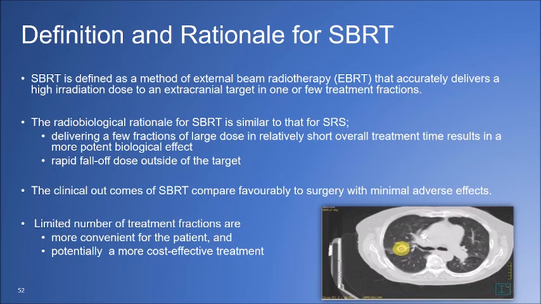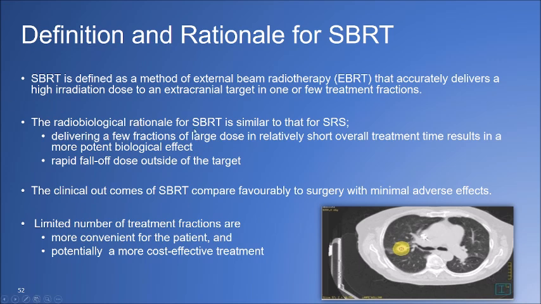SBRT is defined as a method of external beam radiotherapy that accurately delivers a high dose of radiation to an extracranial target in one or a few treatments, not necessarily in a single fraction like SRS. It is a stereotactic radiotherapy, so you can fractionate it also, but it is not fractionated like 25 fractions. One of the advantages is you give a few large doses. That's the idea here.